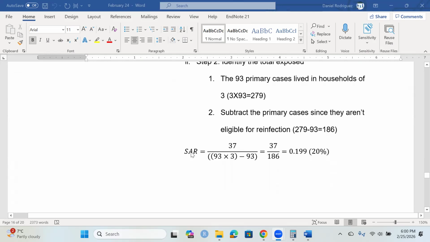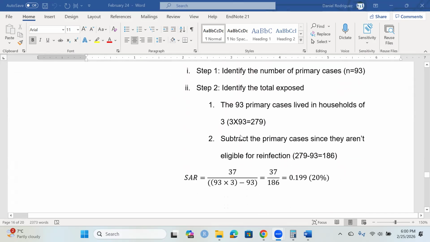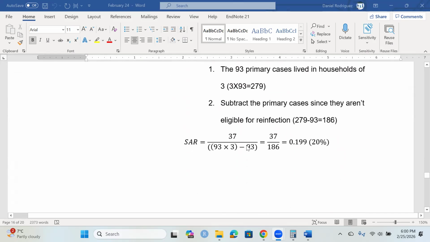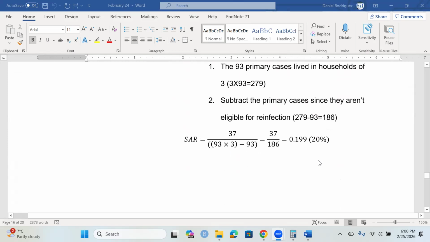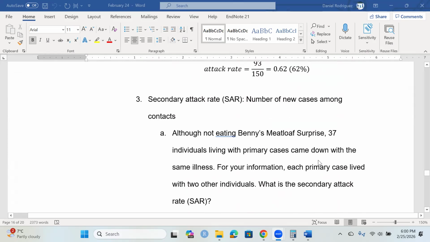So the secondary attack rate is 37 because we have 37 new cases, right? From those, again, we cannot include those who were originally ill because they can't become ill again because they're already ill. So we have 37 divided by 93 times 2, which is 186, right? Because we remove this 93. So we get 0.199, or essentially 20%. So that's my secondary attack rate.